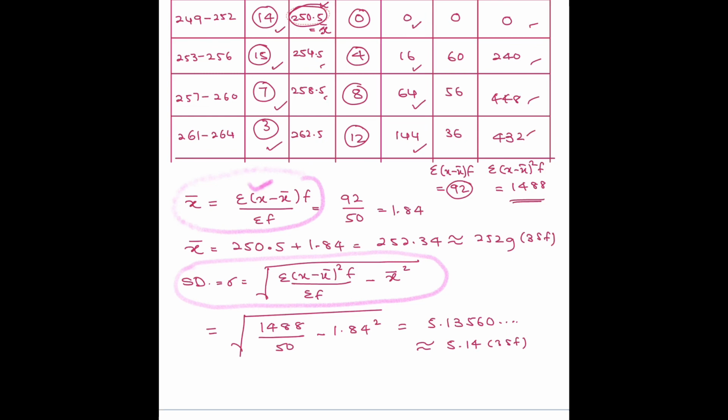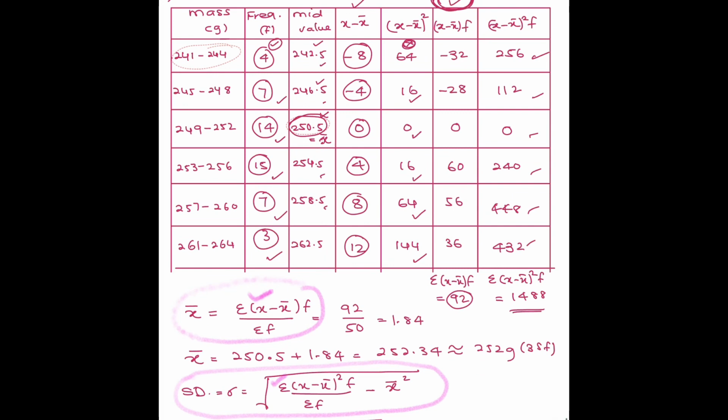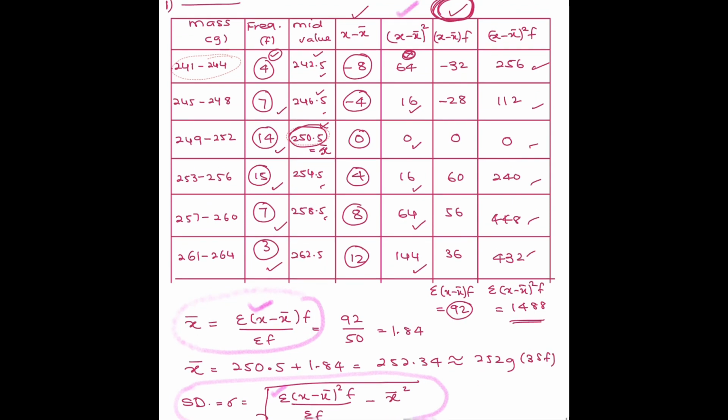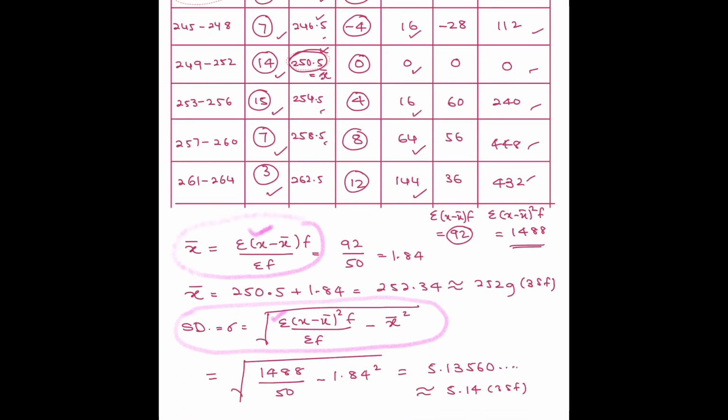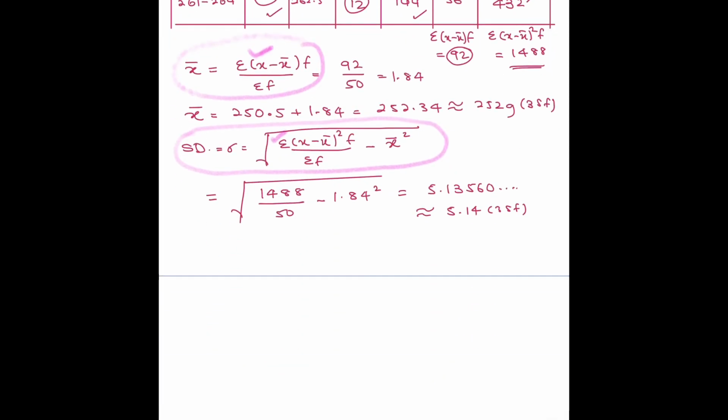I need sigma (x minus x bar) times f. Then I need sigma (x minus x bar) squared times f. So you plot those: x minus x bar, x minus x bar squared, then (x minus x bar) times f, then (x minus x bar) squared times f. Plot those tables and then work it out. That becomes easier. Let's not learn the other part, because it's very easy to make mistakes in that.